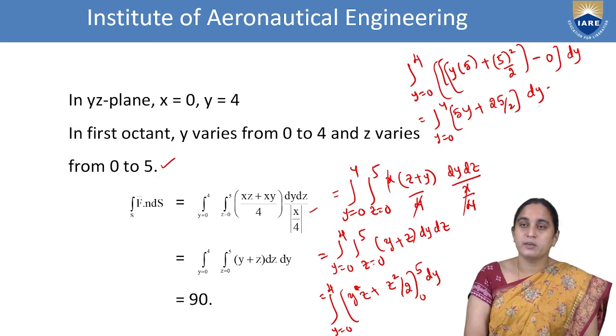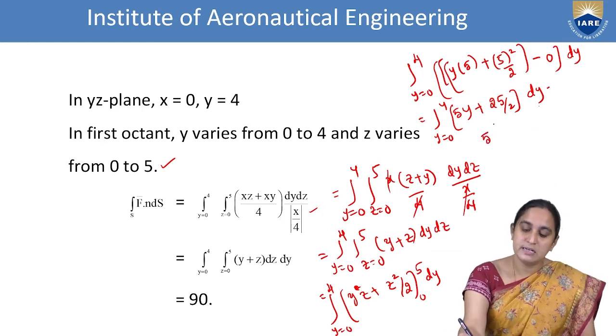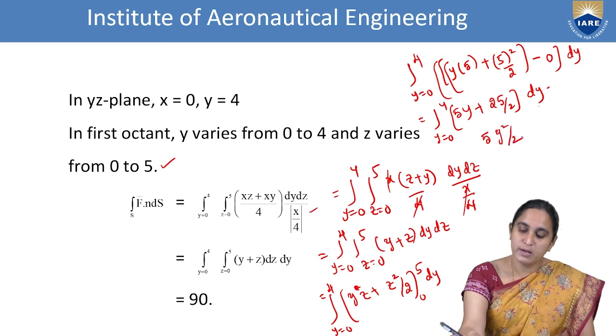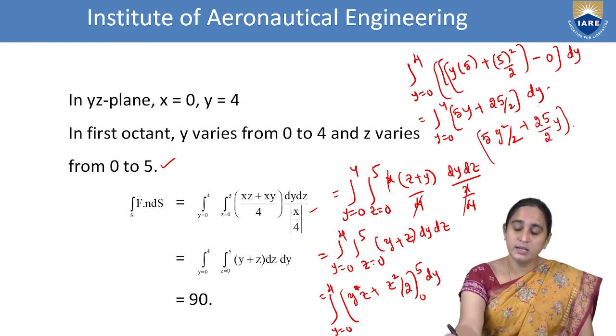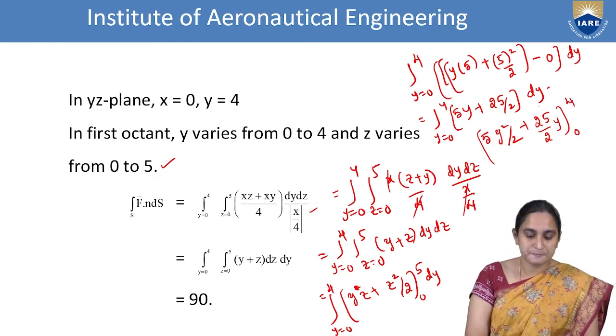Next step, with respect to z the integration is over. Now I'll integrate with respect to y, that is y square by 2 for the 5y term, plus 25 by 2 into y. What are the limit points for the y? That is 0 to 4, right?